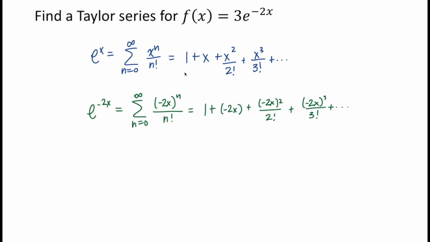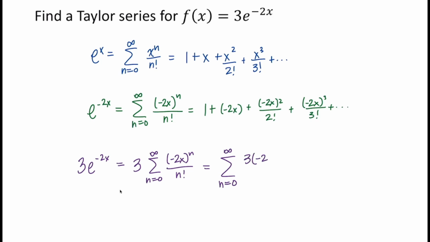and so on. And finally, I want to multiply this by 3. So we're just going to go ahead and multiply the left side by 3. So we're going to multiply the right side by 3 as well. So 3 e to the negative 2x is equal to 3 times the sum of n equals 0 to infinity of negative 2x raised to the n over n factorial. And I can pull this constant multiple into the summation. So I can write the sum of n equals 0 to infinity of 3 times negative 2x to the n over n factorial. So when is this function exactly equal to this power series?